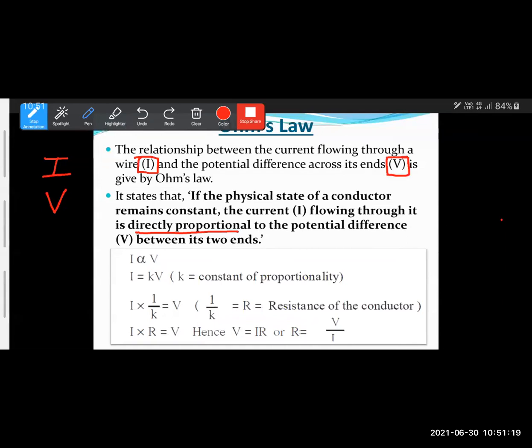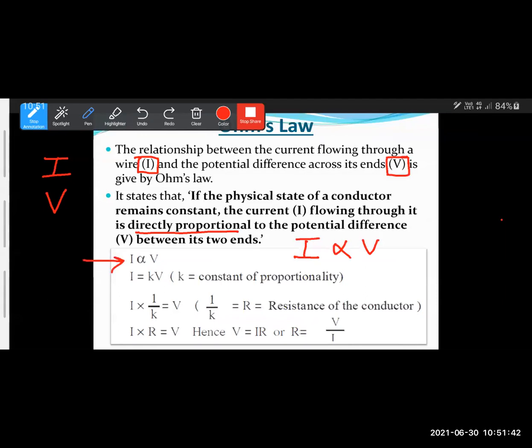This means that if the voltage across the two ends of a conductor is increasing, the current will increase. If the voltage decreases, the current will also decrease. Okay, so it is a most important concept, right? So mathematically, it is represented as I, current, is directly proportional to V, that is the voltage, as you can see here in this equation.